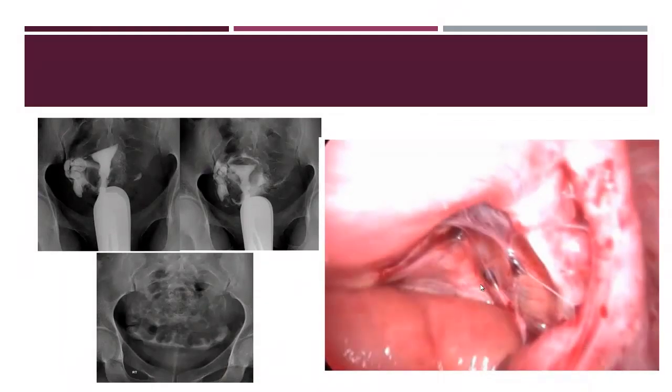This is another case of hydrosalpinx, and here laparoscopy revealed the cause. There is superficial endometriosis. Usually the superficial endometriotic patches we cannot see on imaging, but they are seen on laparoscopy.